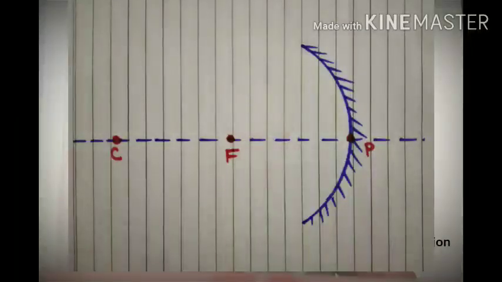The dotted line that you are seeing is called the principal axis, and you will see that the principal axis meets the concave mirror at a point. That point we have marked as P. This is called the pole of the mirror. Same thing we can do for the convex mirror as well. Here we are looking at a concave mirror. Where the principal axis meets the mirror, that point is called the pole of the mirror.